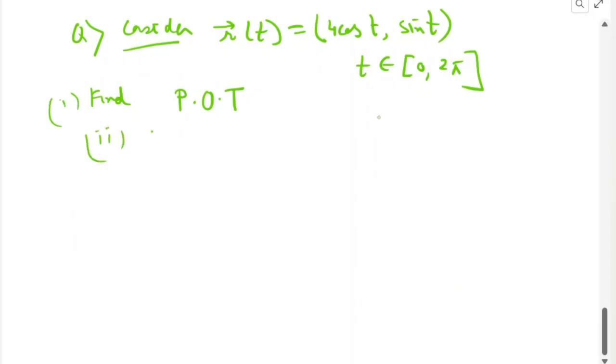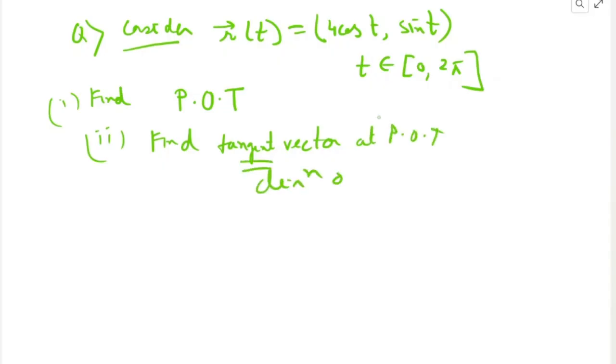is to find the tangent vector at POT. When I say tangent vector, I want to find out the direction of the tangent vector. So first and foremost, before we start, you see this is a vector point function, right? Again, this is a curve also.